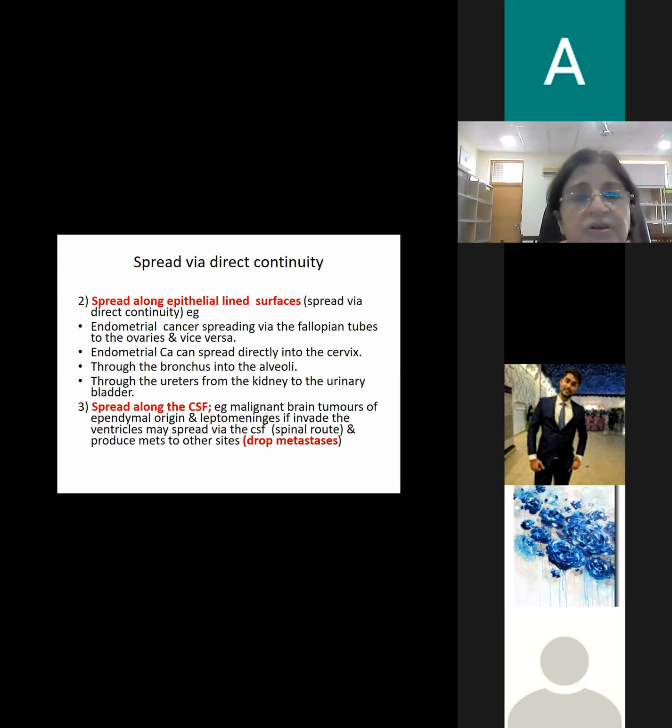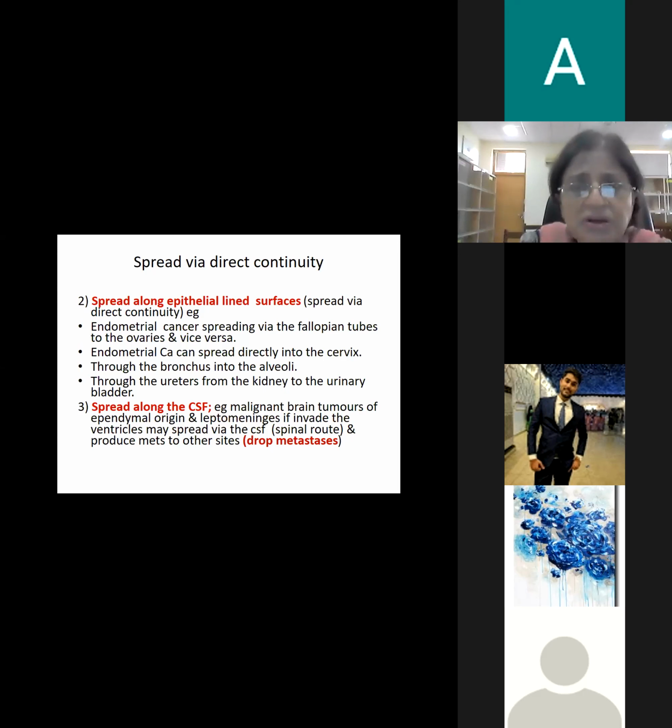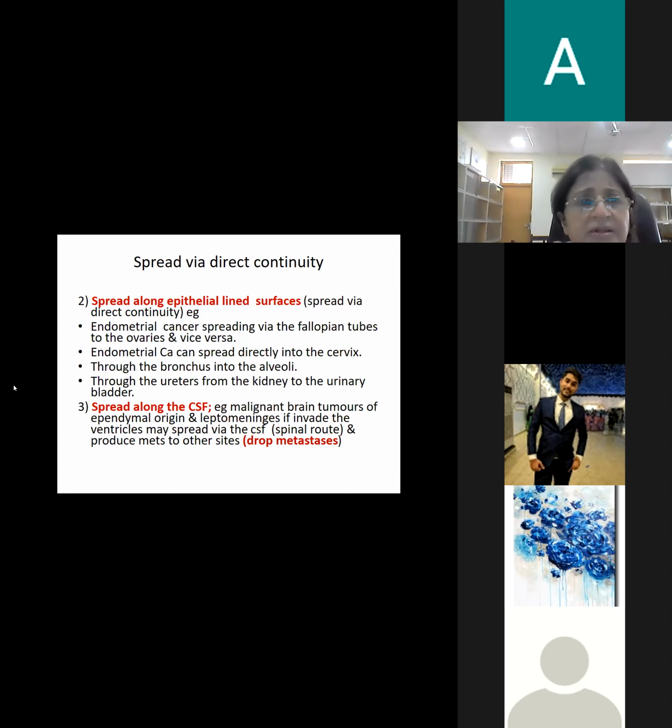Now we come on to the second method of spread, and that is spread along the epithelial lined surfaces, that is spread via direct continuity. अब ये बड़ा सिंपल सा है, इसमें कोई बहुत बड़ी समझने वाली बात नहीं है। जैसे एंडोमेट्रियल कैंसर है, कैंसर ऑफ द यूटराइन कैविटी, यूट्रस का कैंसर होता है। आपको पता है ना कि यूट्रस के आप लोगों ने डाइसेक्शंस किए हुए हैं, उनमें फिलोपियन ट्यूब्स होती हैं। फिलोपियन ट्यूब्स ओवरीज के ऊपर जाती हैं, उनके फिम्ब्रिएटेड एंड्स ओवरीज के ऊपर होते हैं। सो एंडोमेट्रियल कैंसर can spread via the fallopian tubes, traveling along the channels, it can spread to the ovaries.